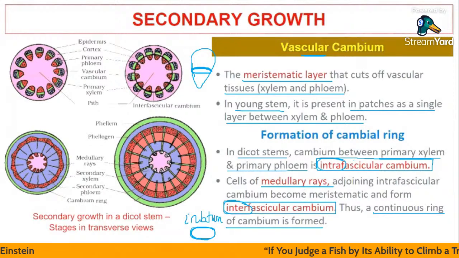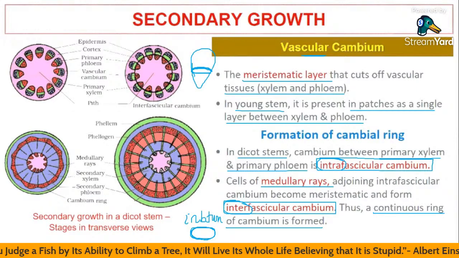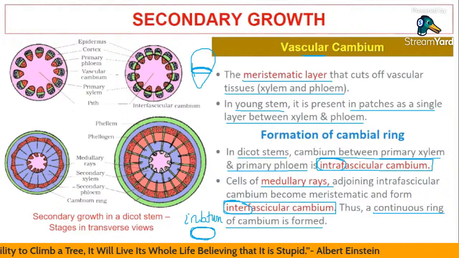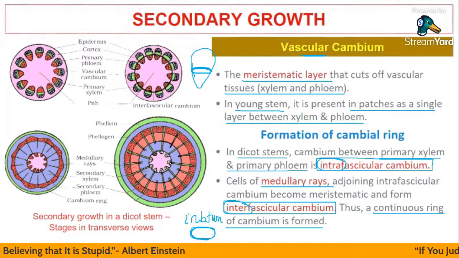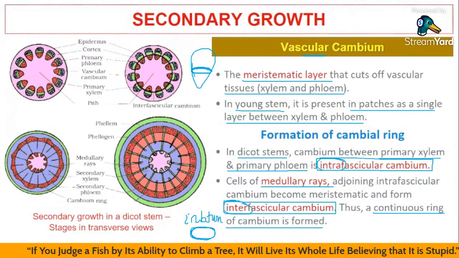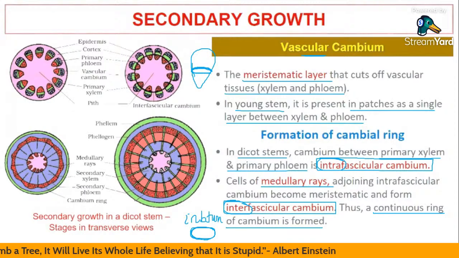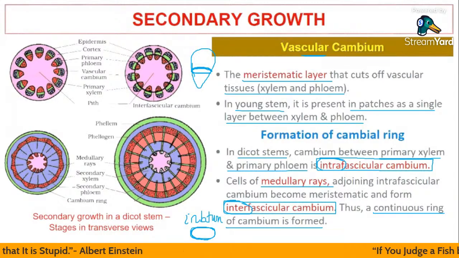So we discussed the vascular cambium. Vascular cambium is a patch of meristematic layer that cuts off primary xylem and phloem. In the young stem you will find the cambium is present, therefore you call the vascular bundle in a stem open because cambium is present. You find this in a dicot stem. You might have heard about counting the age of a tree by counting the number of annual rings. We will learn what an annual ring is and how annual rings are formed.